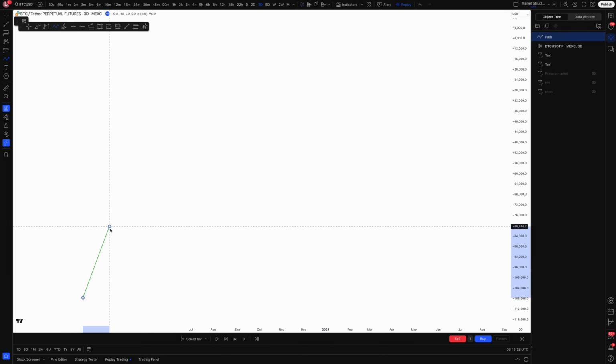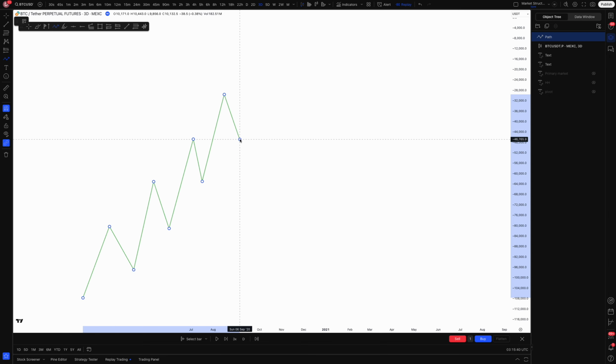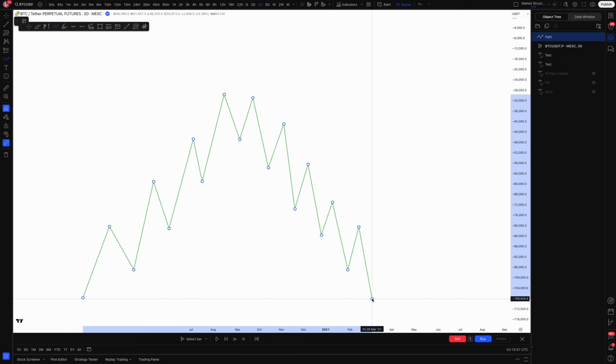In an uptrending market, you have higher highs, higher lows, higher highs, higher lows, and so on. And in a downtrending market, you'll make a lower low, lower high, lower low, lower high, and so on, as such.